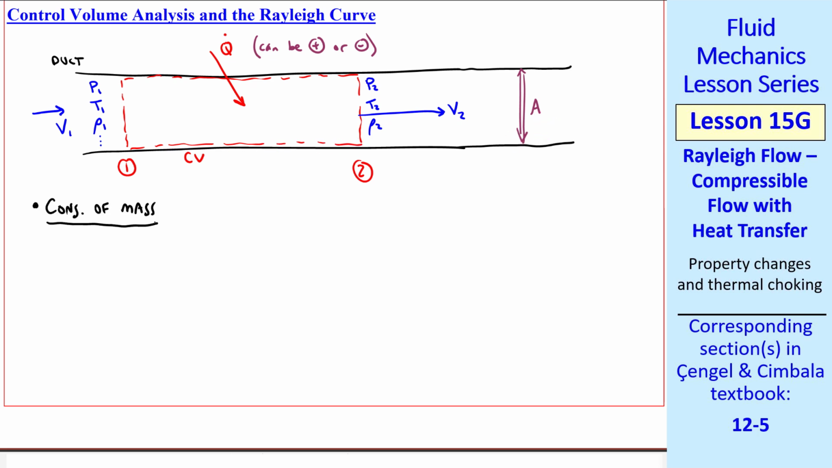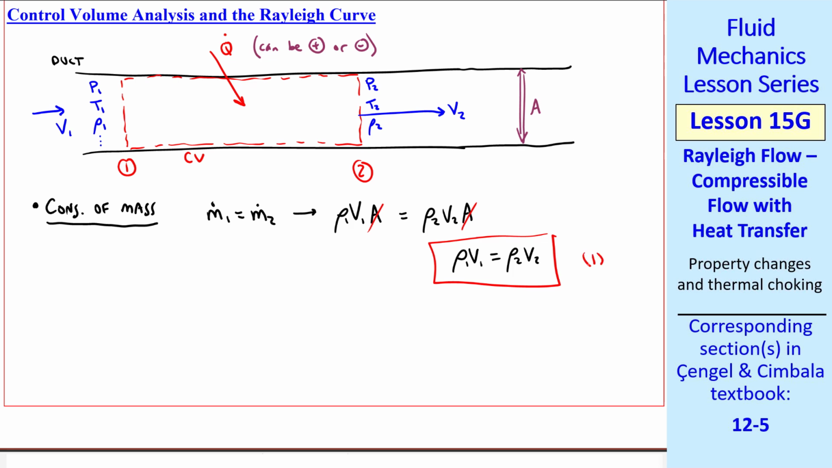First, consider conservation of mass. Since the flow is steady, m dot 1 has to equal m dot 2, or ρ1 v1 A1, which we'll just call A, equals ρ2 v2 A2, or A. The A's cancel, so ρ1 v1 is equal to ρ2 v2. We'll call this equation 1.